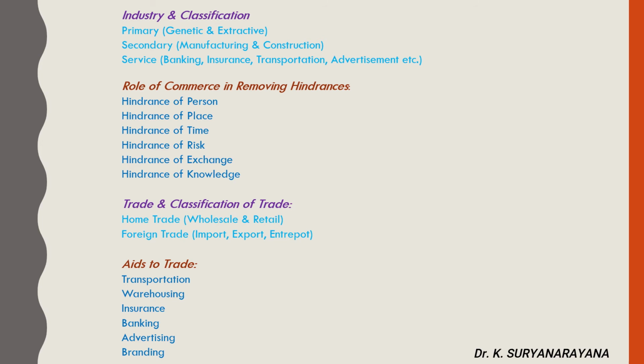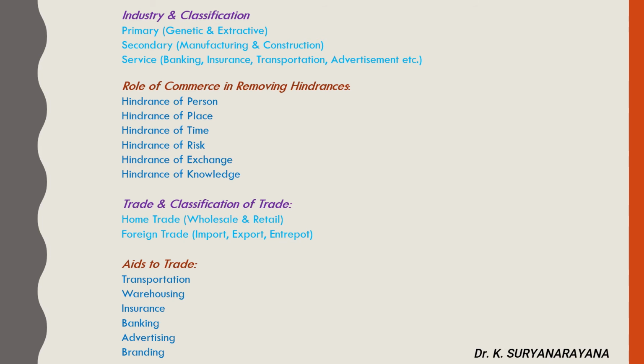We have hindrance of place. Commerce solves the problem of distance between the place of consumption and the place of manufacturing. With the help of continuous efforts of transporters and packaging units, we are able to deliver the goods. The manufacturing takes place at a remote place, but we supply the goods to different places, to remote villages, to towns, to cities, to metropolitan cities. So everywhere the products are able to reach because of transportation.